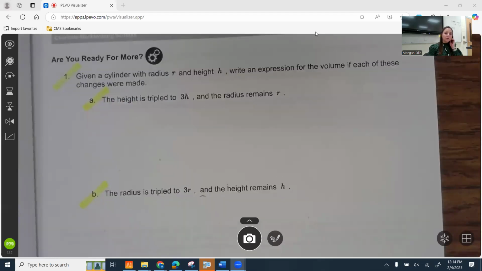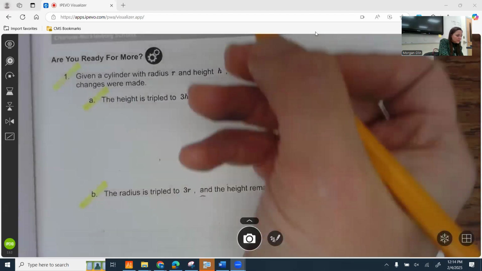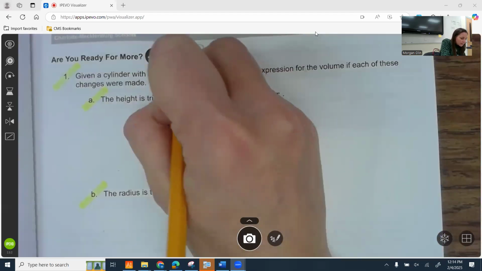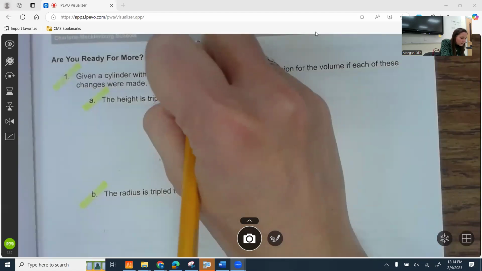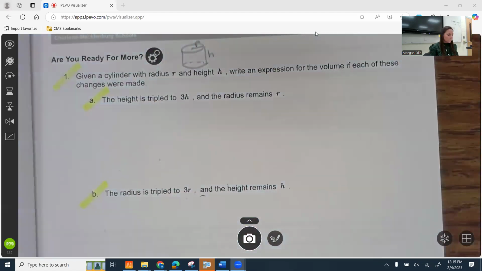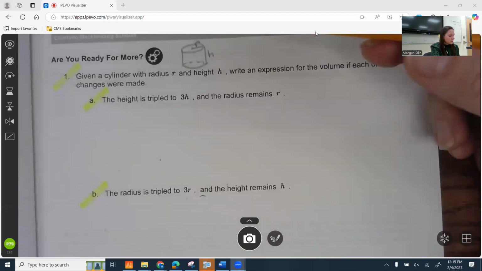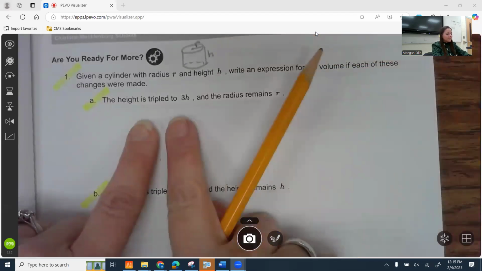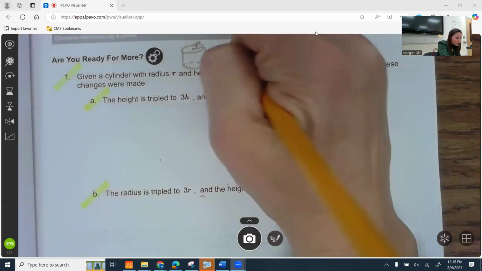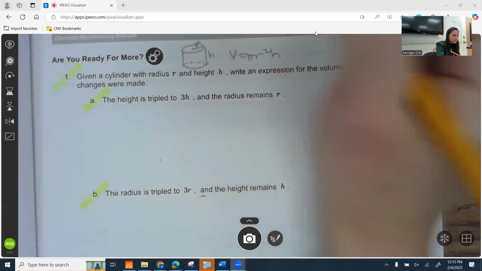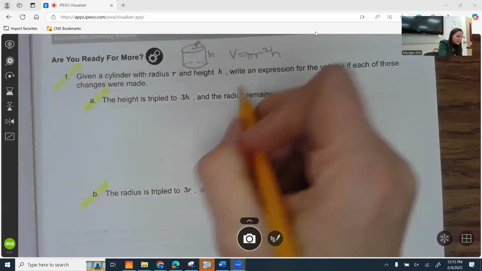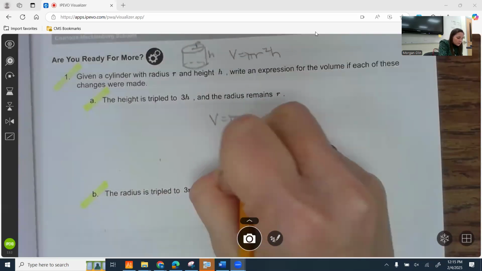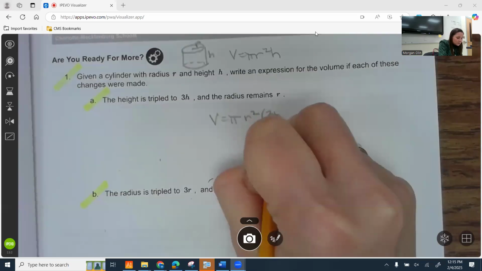Okay, given a cylinder with radius r and height h. Okay, let's draw that. Okay, radius r and height h. So there we go. Write an expression for the volume of each of these changes were made. The height is tripled. Now, for right now, the volume's pi r squared h. We have r and h. But this time, if the height is tripled, that means you're timesing the h by 3. Okay, and the radius remains the same. So the radius remains the same, but the height this time is 3h.